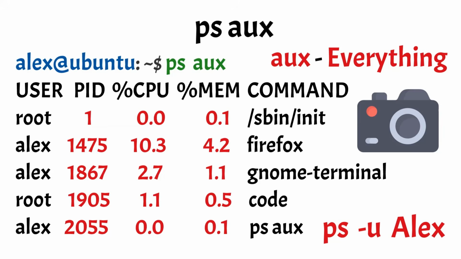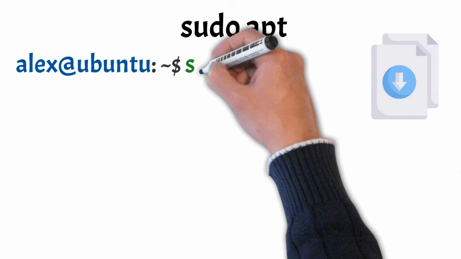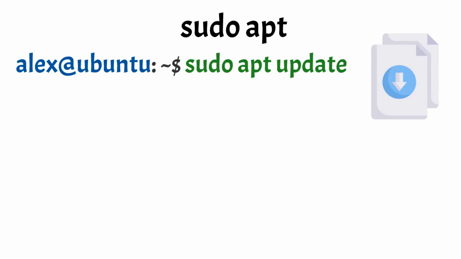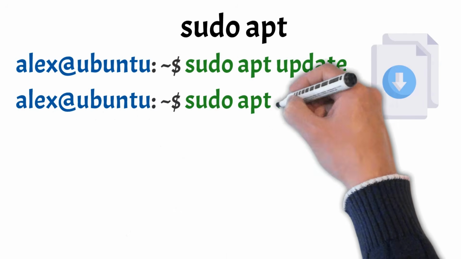Let's now look at apt, the package manager used to install and update software on Debian-based systems like Ubuntu. You'll often start with sudo apt update to refresh the list of available packages, followed by sudo apt upgrade to install the latest versions of your software.